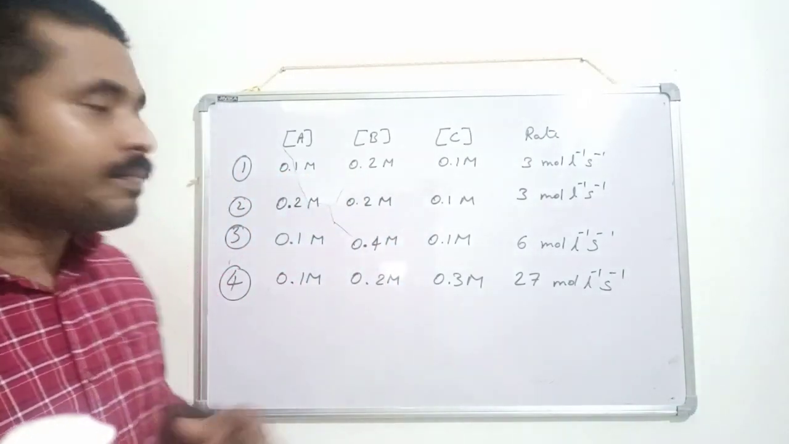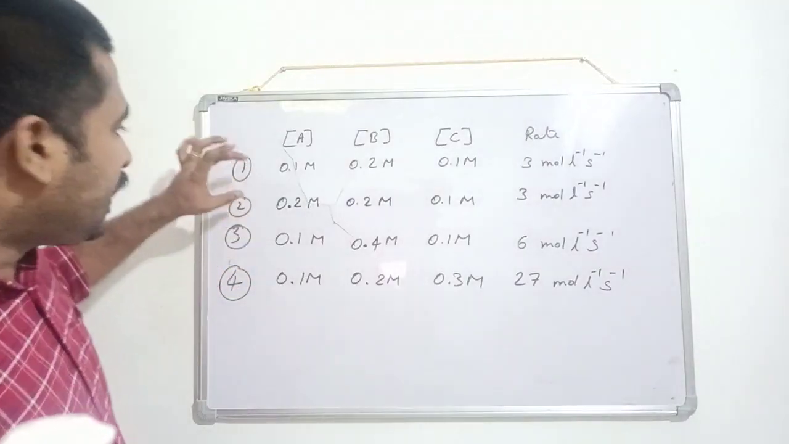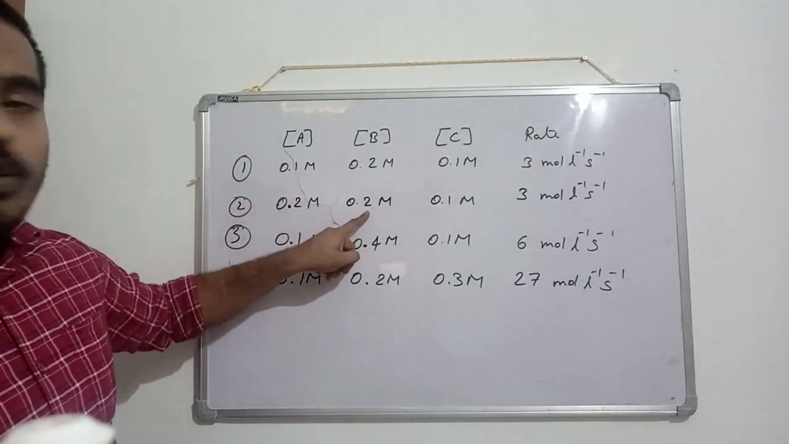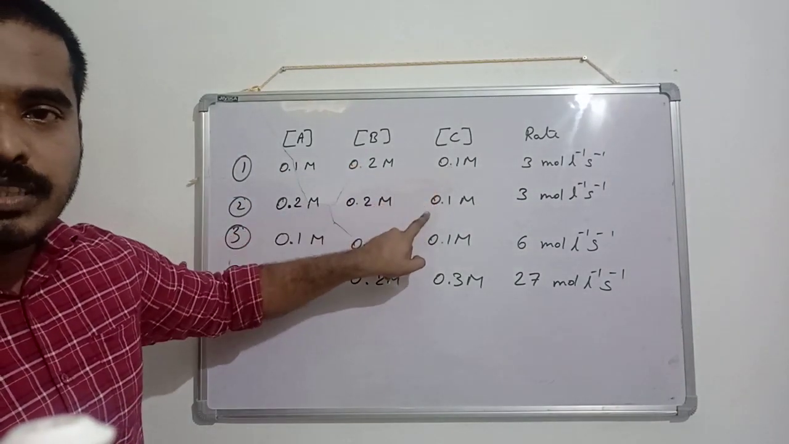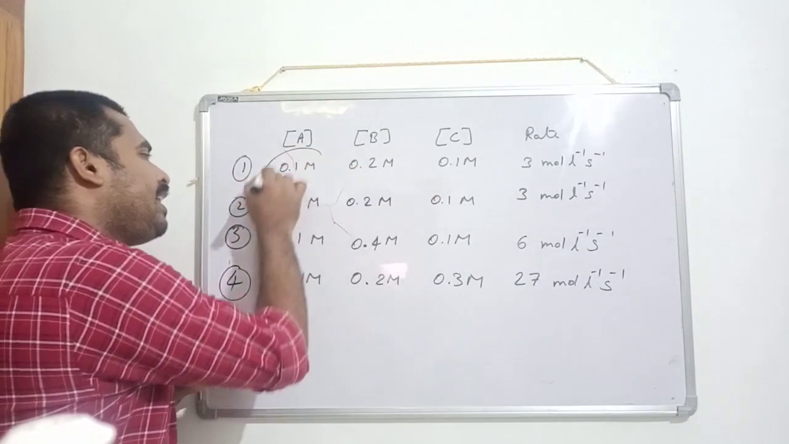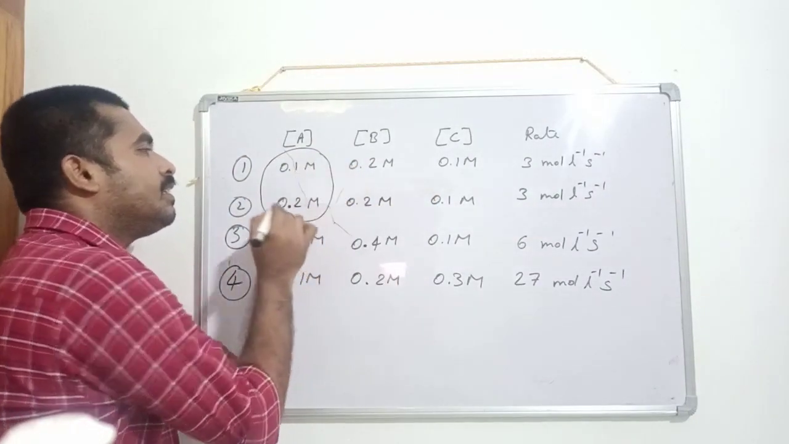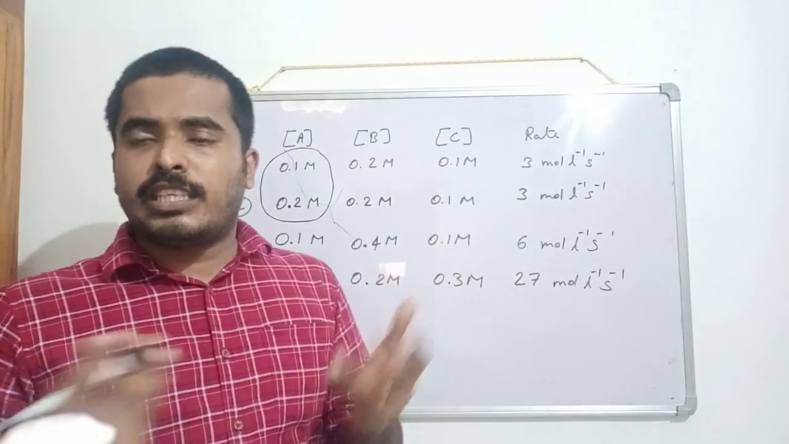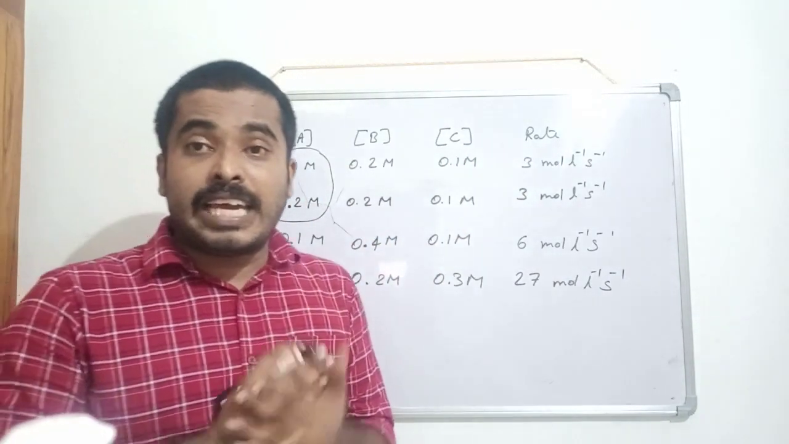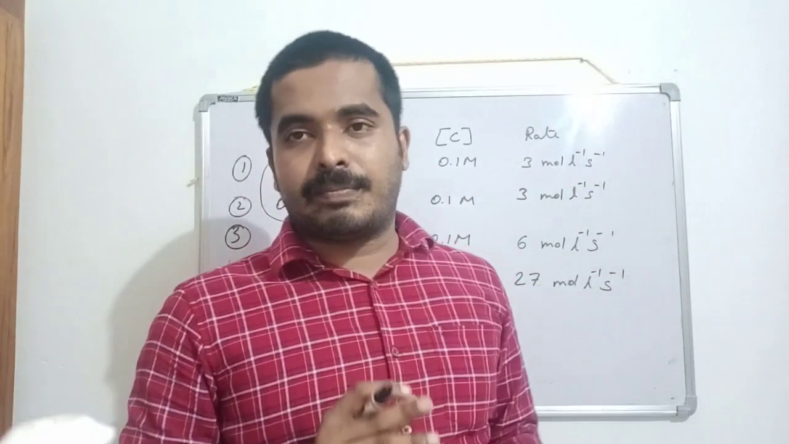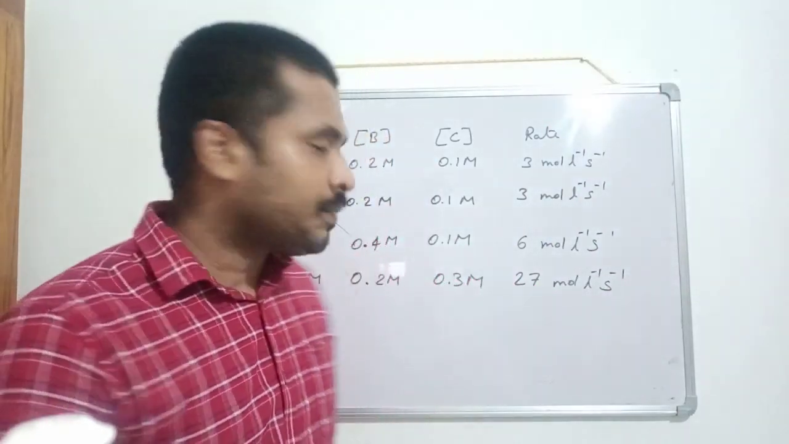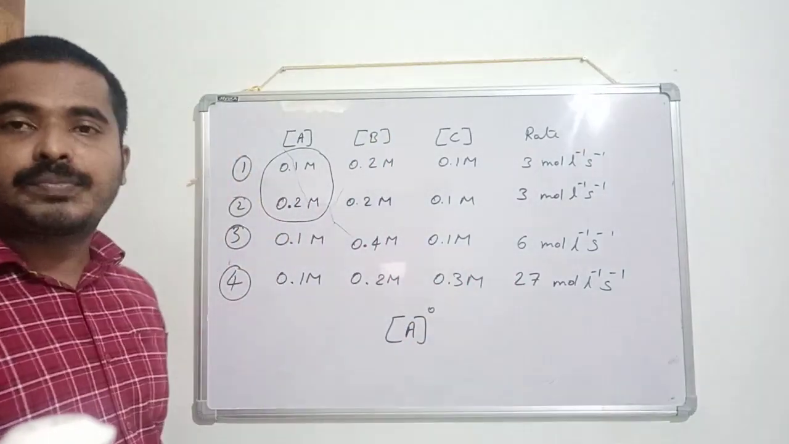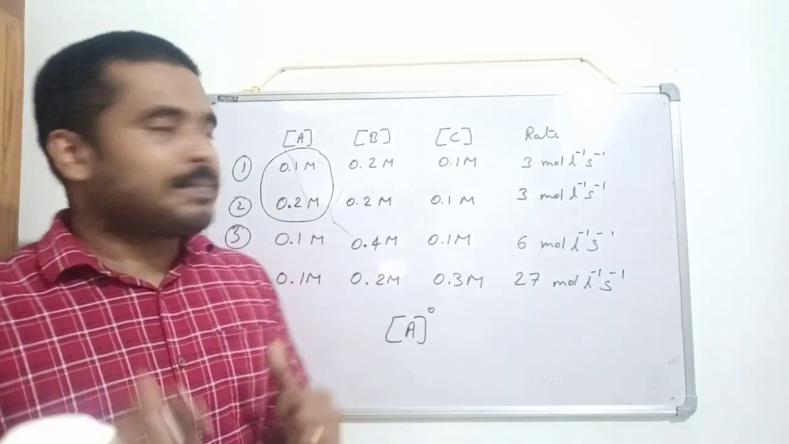Yes, let's see. First of all, we can analyze the first two rows. What you can see? Concentration of B no change, concentration of C no change, but concentration of A is doubled. There is no change for the rate. That means A is having no influence in rate. Power of A is 0. Let's find out the power of B.